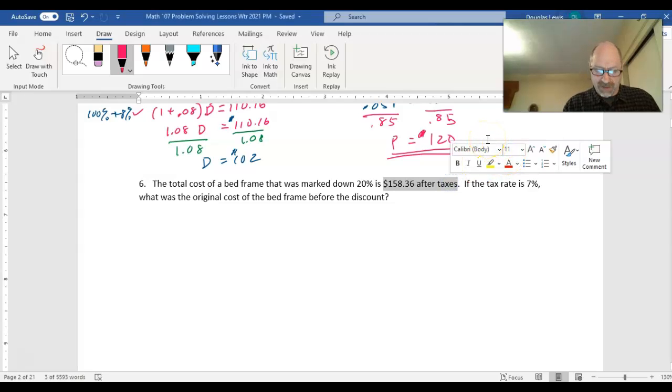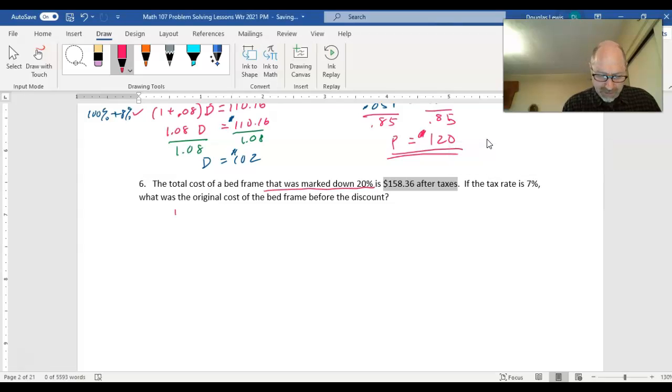So it comes from, again, the first thing is it's marked down by 20%. So that's 1 minus 0.2 times the original price is equal to the discounted price. That means 80% of the regular price is the discounted price. But we don't pay taxes on the P, we pay taxes on D, which is 7% added on to the price, so that's 107% really, of the discounted price should equal our final price.